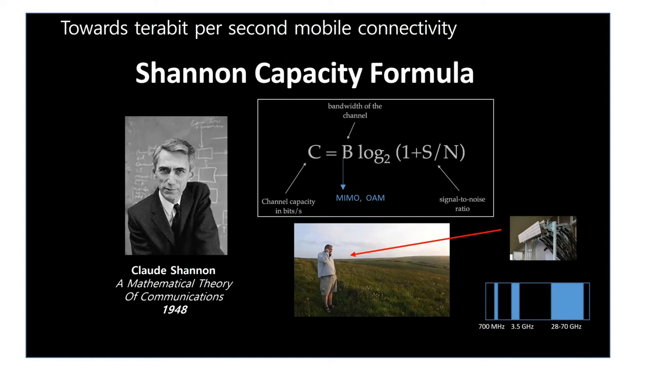Now, how do you get bandwidth? Well, it's a no-brainer that if you are below a gigahertz, you have a maximum of 1 gigahertz of bandwidth. So if you want more bandwidth, you have to go to higher frequencies. And that is exactly what happened in 5G. In 5G, we are using millimeter wave frequencies between 28 and 70 gigahertz. That offers us much more bandwidth, and therefore we can achieve this 20 gigabit per second connectivity.